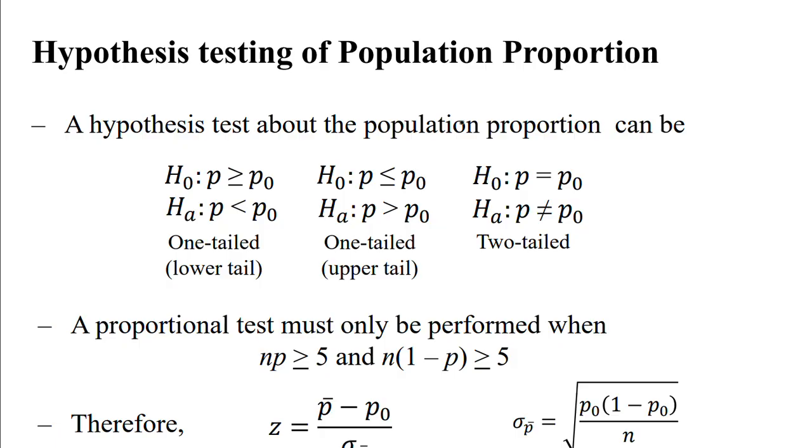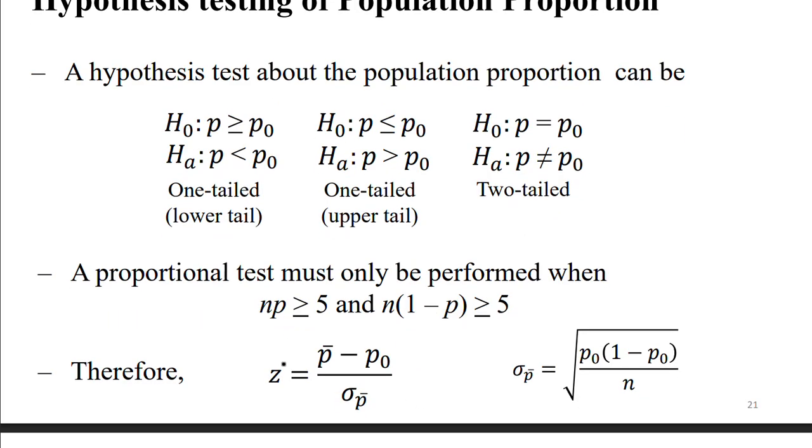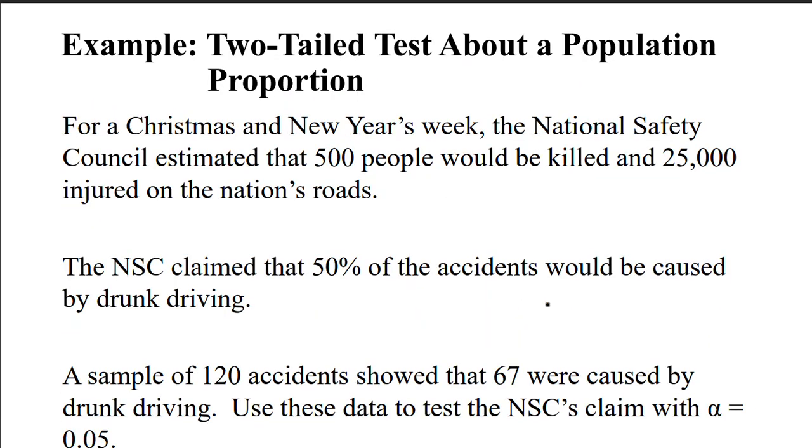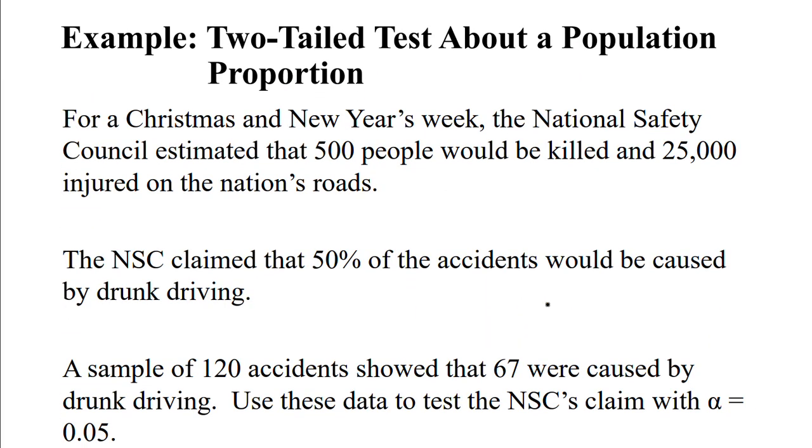The good news though is the steps for proportional distribution are the same as the steps for t distribution and for z distribution. However, here, after stating your null and alternative hypothesis, the proportional distribution test statistic is going to be z equal to the sample proportion minus the population proportion divided by the standard deviation of the sample proportion, which is based on this formula here. Let's look at an example and that could help us perform the test.